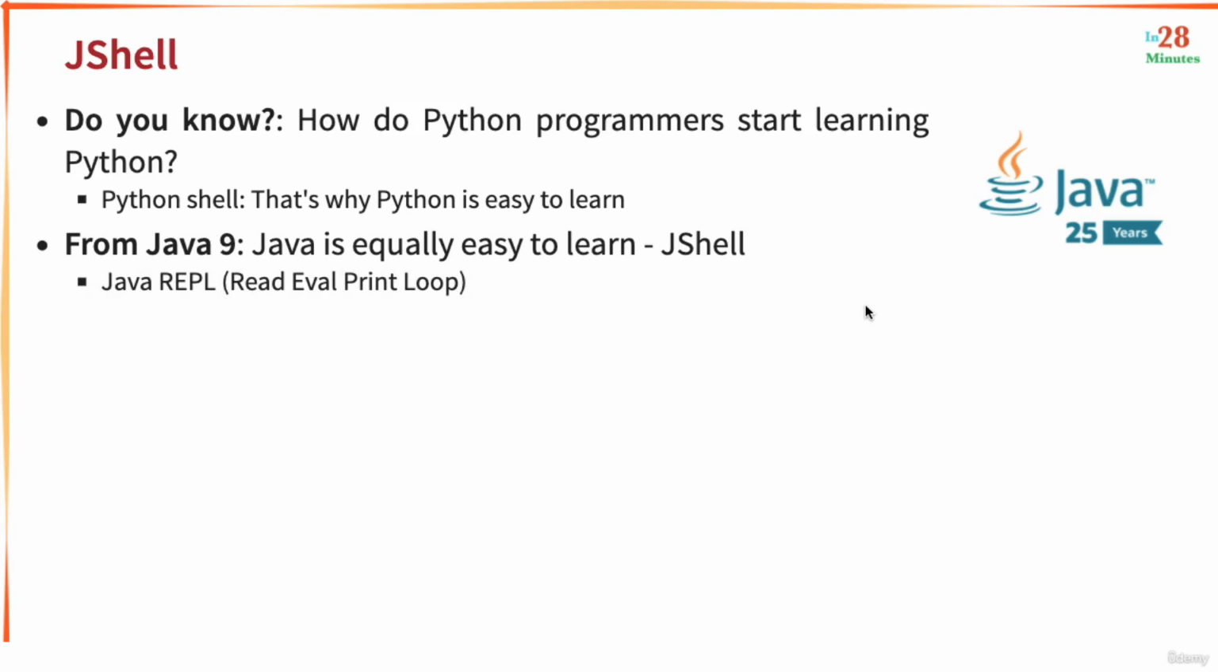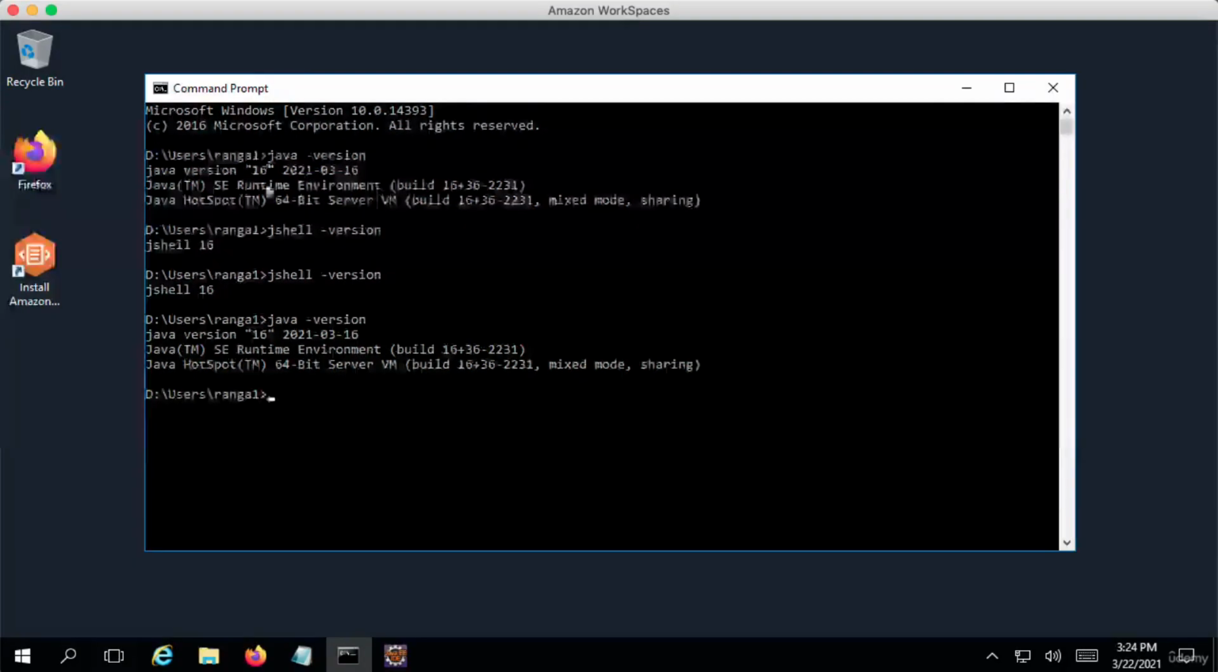Jshell is nothing but a very, very simple REPL. Read, eval, print, loop. What does that mean? I'll go into command prompt and over here, I would type in Jshell.